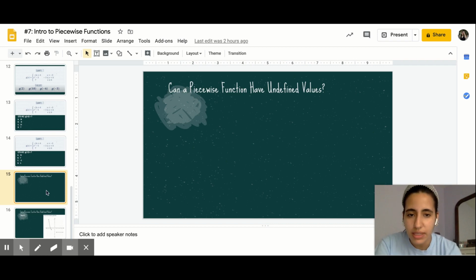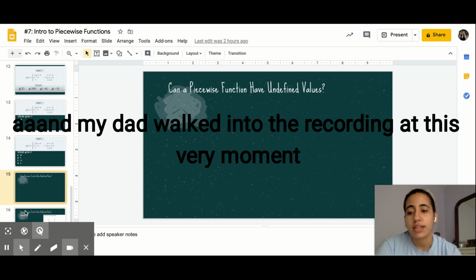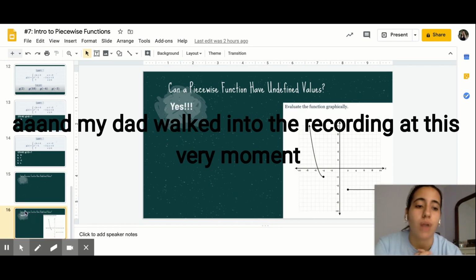So can a piecewise function have undefined values? Up until now, you've only had piecewise functions that have given you a number, some kind of output, right? But think about this. Is there a situation in which you can actually have them be undefined? You're thinking, dang, if Miss Abdi is asking this question, then it's probably true. Yes, a piecewise function can have some undefined values.